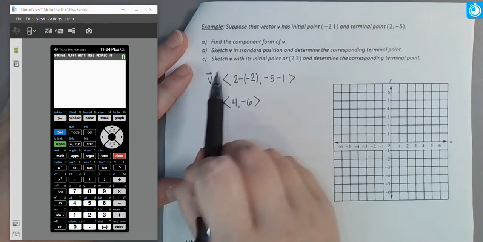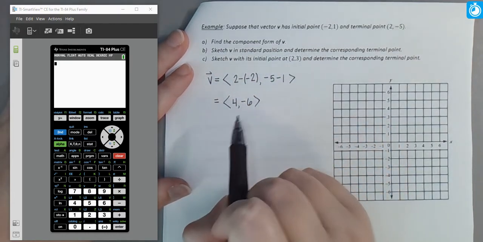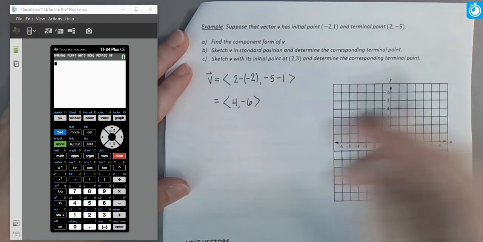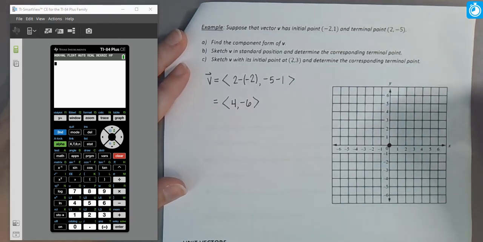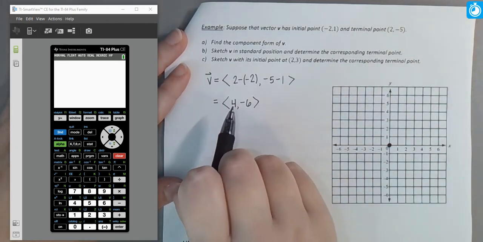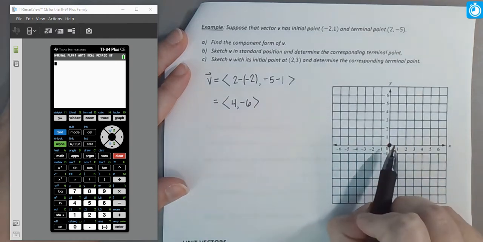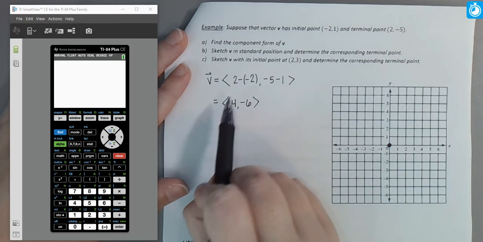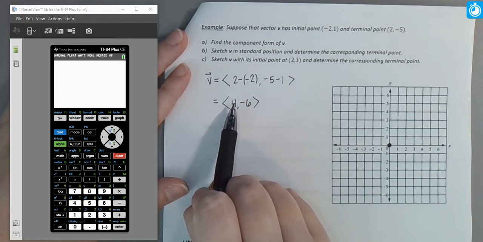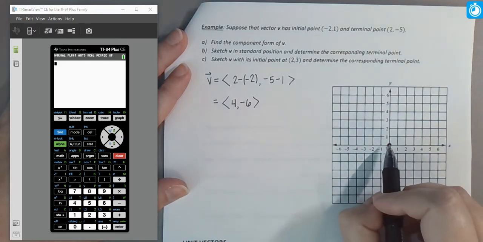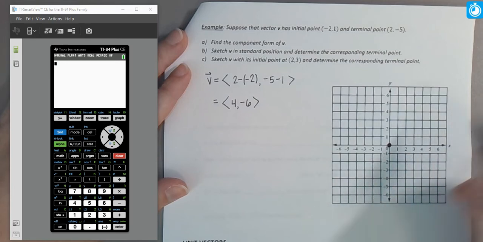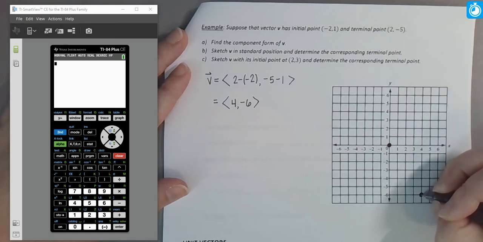So the next thing we want to do is sketch this vector in standard position and determine the corresponding terminal point based on that sketch. So standard position means our initial point will be placed at the origin. Now, how do we find the terminal point? Well, we find it by expressing what this vector represents in terms of translation from our initial point. So the vector tells us from our initial point we have to move 4 units horizontally and -6 units vertically. Think of it kind of like slope, but it's slope that's been decomposed into a separate horizontal and vertical component. So from our initial point, we move 4 units horizontally, and then from there, -6 units vertically. And so this will be our terminal point.